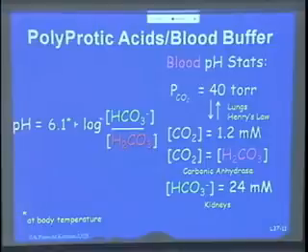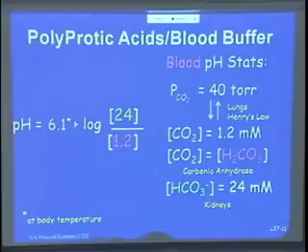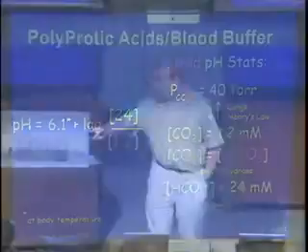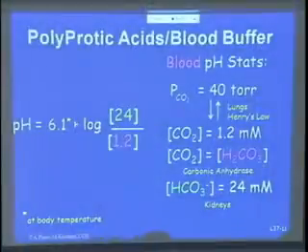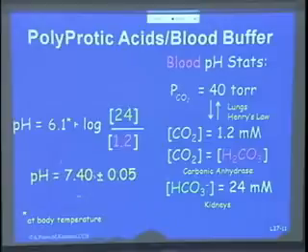So now I take this here, and what was it initially? It was 24 millimoles divided by 1.2 millimoles, okay? 24 by 1.2, what is that? Anybody can calculate it quickly for me and take the logarithm? What's the logarithm of this? 1.3. 6.1 plus 1.3, it's 7.4. How clever we are. 7.4 plus minus 500.